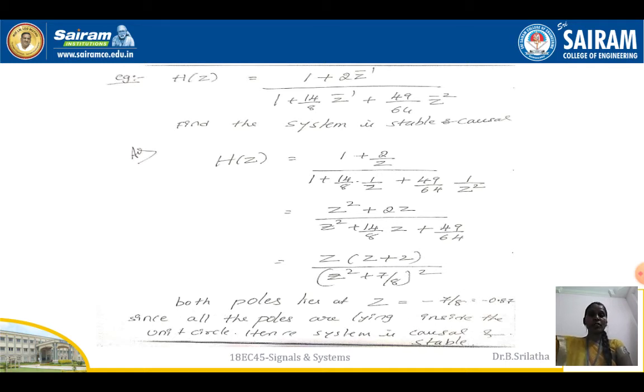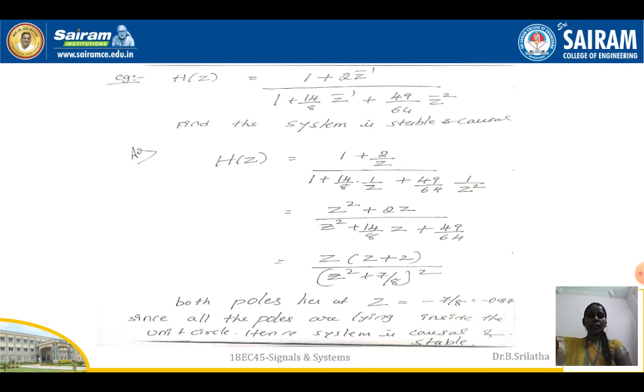We know z power minus 1 can be written as 1 by z. So (1 plus 2 by z) divided by (1 plus 14 by 8 into 1 by z plus 49 by 64 into 1 by z square). Now if you take the LCM and simplify, we get (z square plus 2z) divided by (z square plus 14 by 8 z plus 49 by 64). In the numerator, I am going to take z common: z into (z plus 2). We also find the roots of the denominator, because the roots of the denominator always give the poles of the system. From the poles only we identify whether the system is stable or causal.